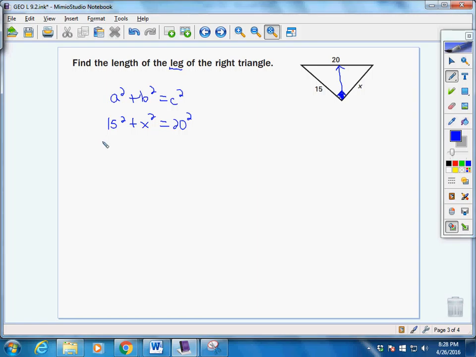So that works out to be 225, I believe, plus x squared equals 400, and we just have to go through that and solve for our unknown, solve for our x. So I'm going to subtract 225 off of each side.